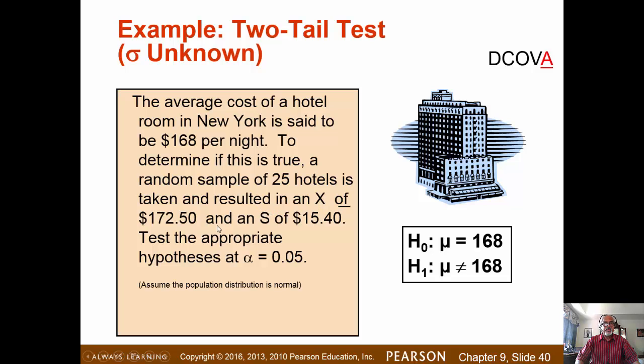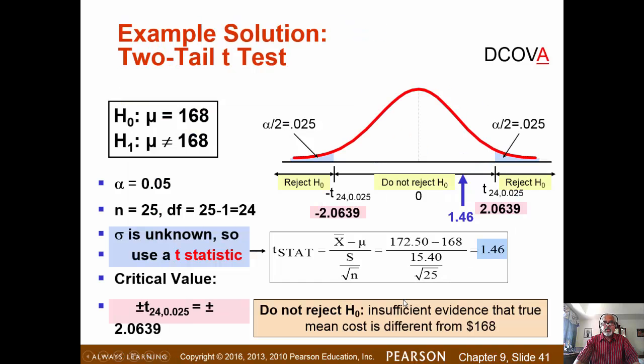It resulted in an X bar of 170.50, and a sample standard deviation, not sigma, S, of 15.4, and we want to test at 5%. So assume the population distribution is normal because of this. Okay. So mu is 168 against not 168, alpha is 0.05. Now you compute your T stat, plug in the X bar value of 170.50 and 168, and you get 1.46 for T stat.